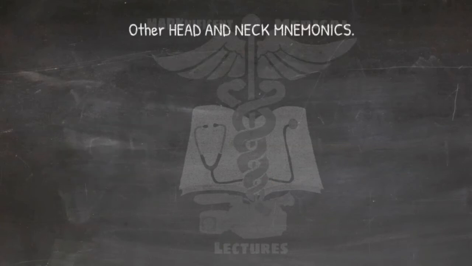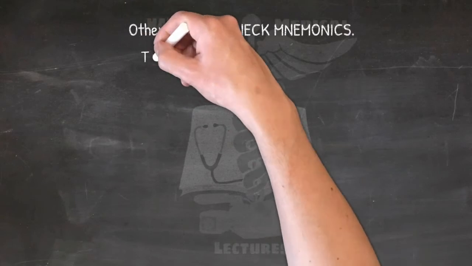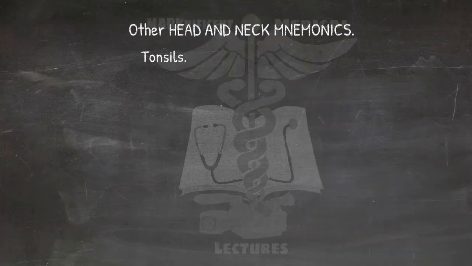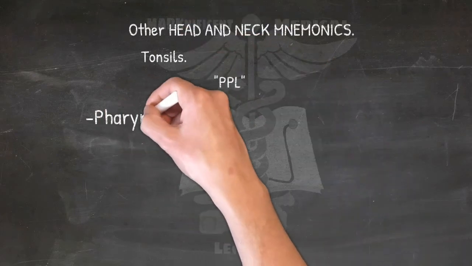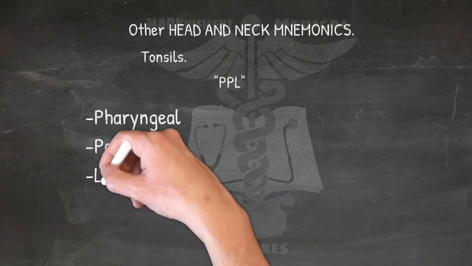Other head and neck mnemonics outside the classified regions above include the following. Tonsils, the 3 types. PPL: pharyngeal, palatine, and lingual.